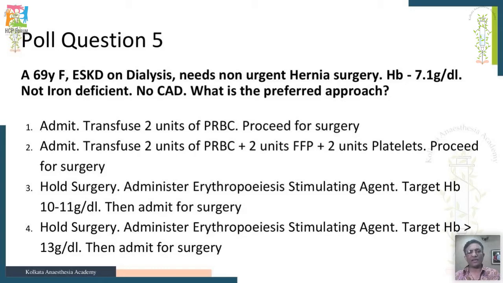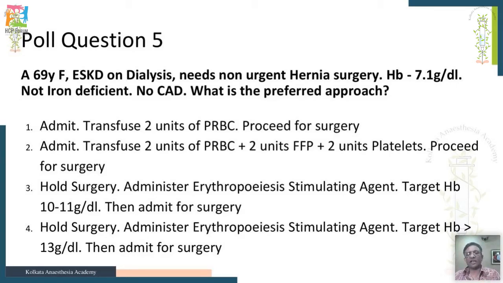Would you admit the patient, transfuse 2 units of PRBC and proceed for surgery? Admit the patient, transfuse 2 units of PRBC, 2 units of FFP, 2 units of platelets, and then proceed for surgery? Or would you hold surgery, administer an erythropoiesis stimulating agent? I'm sorry about this spelling of erythropoiesis. We're too much in love with erythropoietin and erythrocytes, and this extra E appeared over there. We target a hemoglobin of 10 to 11 and then admit for surgery? Or is it hold surgery, administer the ESAs, target hemoglobin greater than 13, and then admit for surgery?